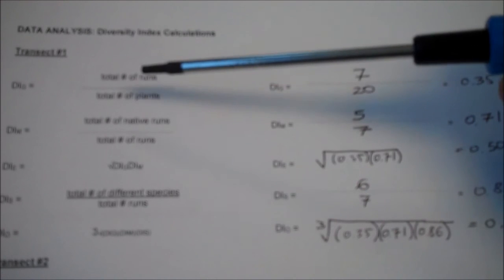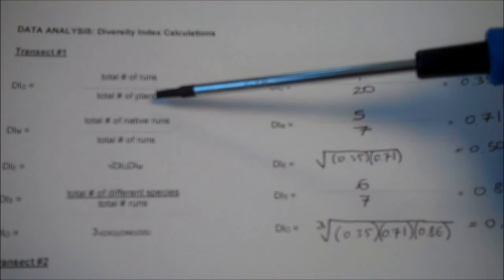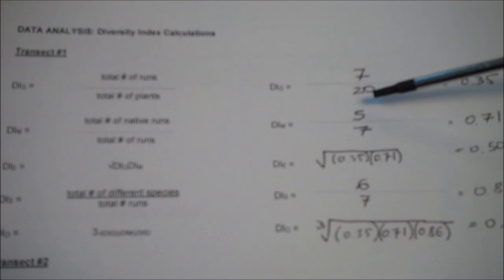In this case, what I'm taking is the total number of runs divided by the total number of plants. As we just saw, I had 7 runs out of a grand total of 20 plants. That gives me an index value of 0.35. All of these indices are graded on a scale from 0 to 1. So 0.35, not looking real good in terms of how the plants are spaced, possibly due to that big cluster of cattails that's at the very end of the data.